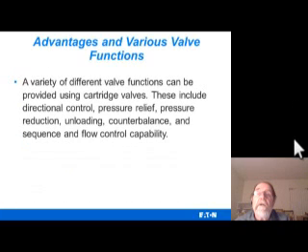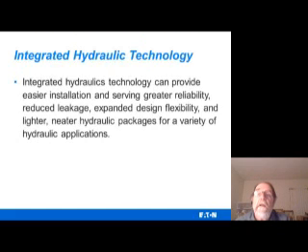And a variety of different valve functions can be provided using cartridge valves. These include directional control, pressure relief, pressure reduction, unloading, counterbalancing, and sequencing, and flow control capability. Integrated hydraulic technology can provide easier installation and servicing, greater reliability, reducing leakage, expanding design flexibility, and lighter, neater hydraulic packages for a variety of hydraulic applications.